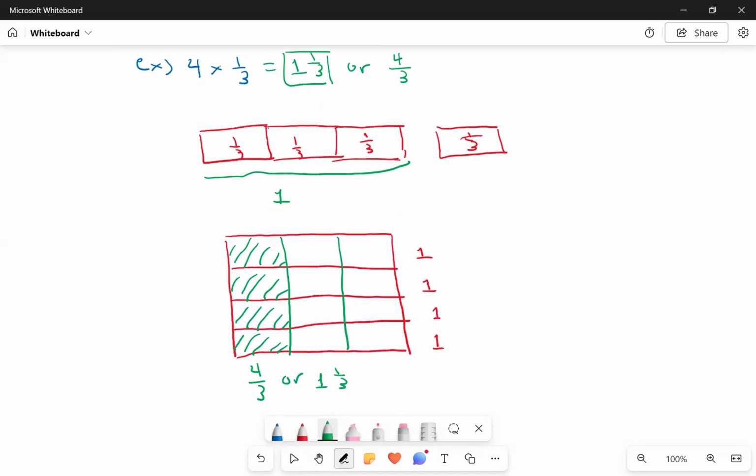So those are two visualizations of the same concept: the idea that we could do a repeated addition or actually take a third of 4.